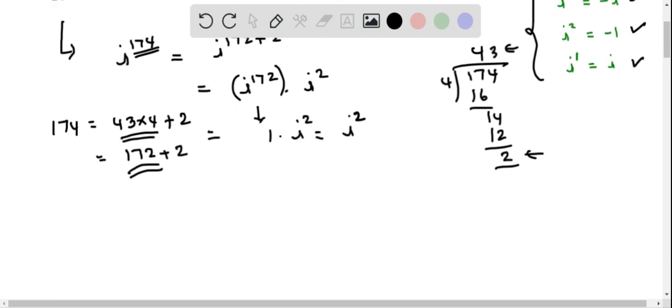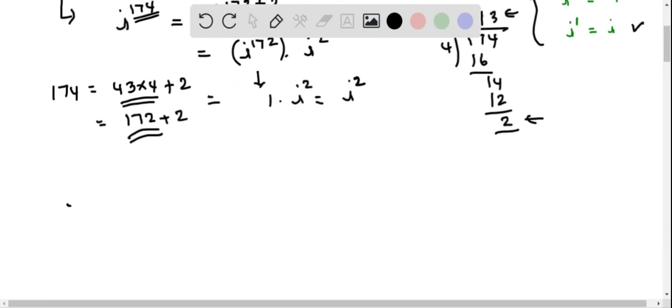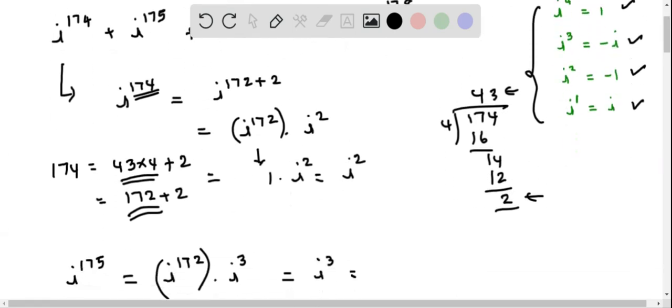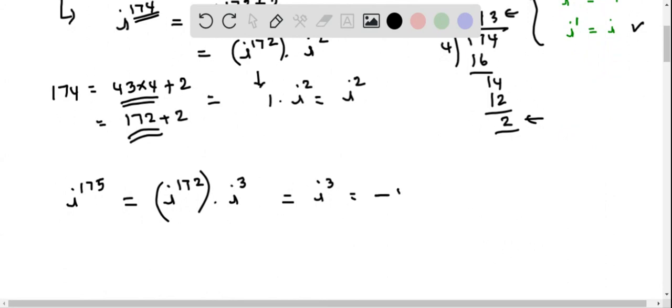Now in the same way, we will write the other expression, that is i raised to the power of 175. This is equal to i raised to the power of 172 times i raised to the power of 3. Since i raised to the power of 172 equals 1, we get 1 times i cubed, which is i cubed. We know that the value of i cubed is negative i, so I write down negative i here. So let's mark this: we got i squared as the first term, and negative i as the second term.